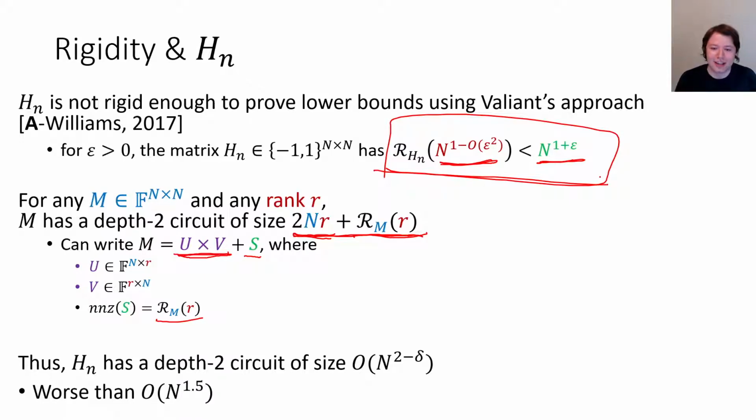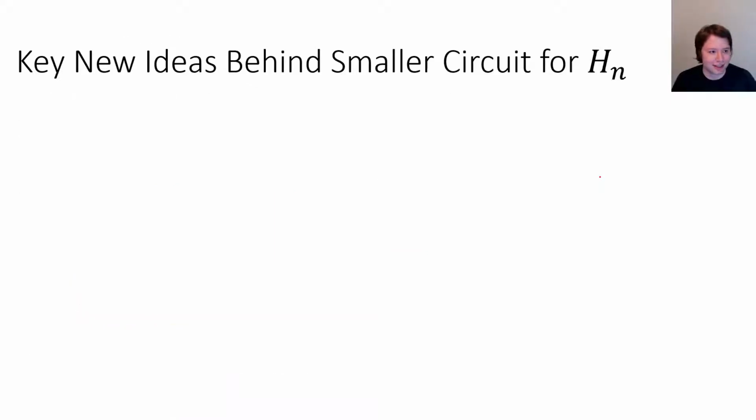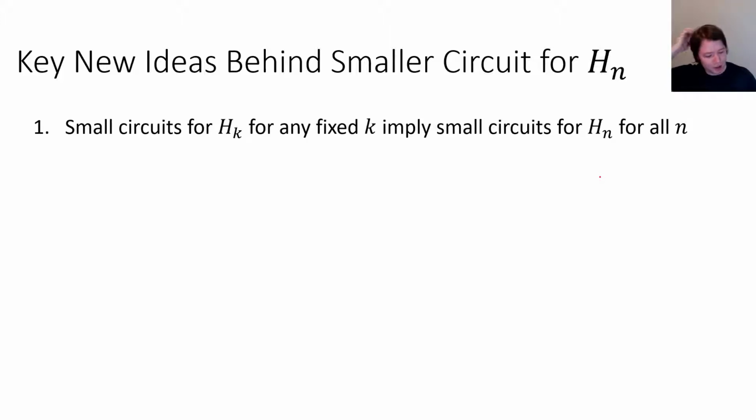So the new construction actually uses a different rigidity upper bound. So let me tell you the high level idea. There are two new key ideas we use to design the smaller circuit for the Walsh-Hadamard transform. The first is a new observation that small circuits for any fixed matrix in the family of Walsh-Hadamard transforms implies small circuits for every Walsh-Hadamard transform.